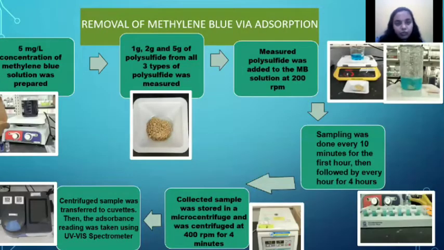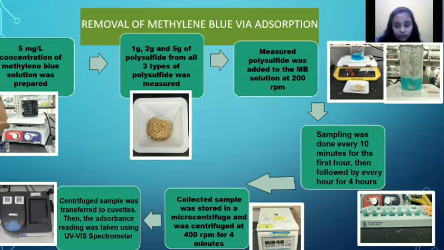Next we move to the removal process, which is the adsorption process of methylene blue. First we prepared a stock solution of methylene blue at a concentration of 50 milligram per liter. Then we measured 1 gram, 2 gram, and 5 gram of polysulfide from all the 3 types of polysulfide that we vary. The measured polysulfide was then added to 100 ml of methylene blue solution at 200 rpm. So this is how the adsorption process was done.